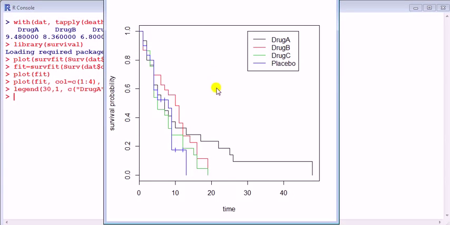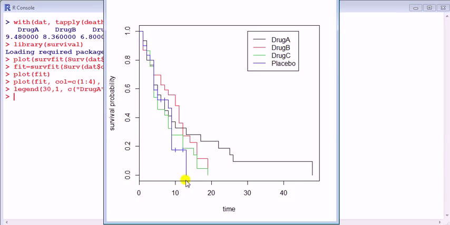Now this is a pretty nice picture, because if there is no difference in the impact of the drugs on our patients, then you'd imagine that all the survival curves would be very much similar. What we can see here is that drug A is much different to the other ones, and it seems to be prolonging people's lives.